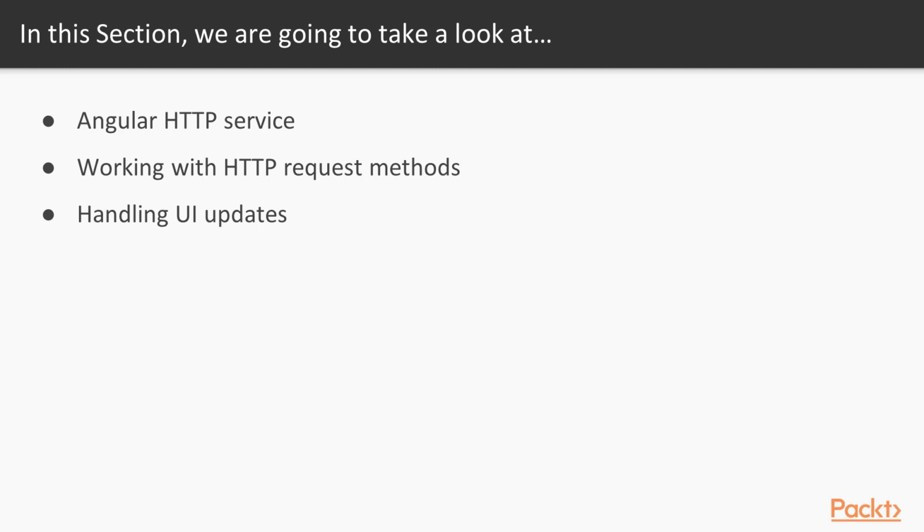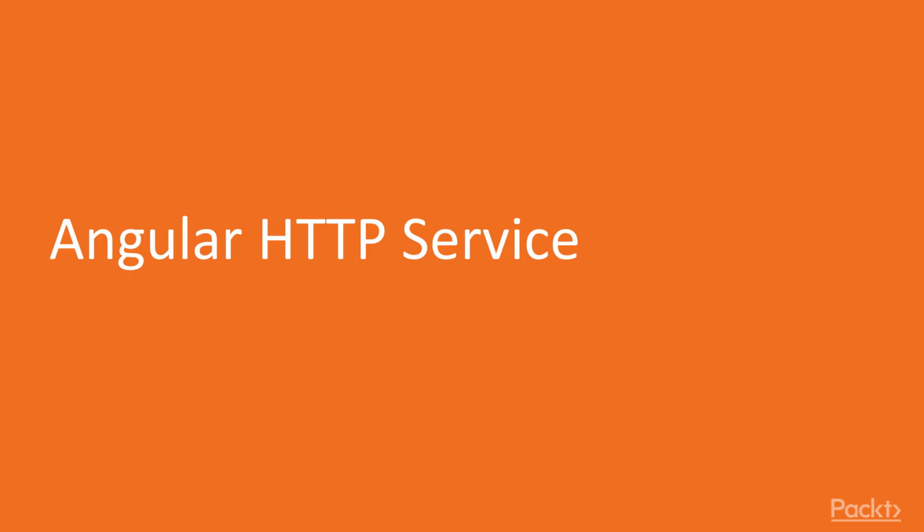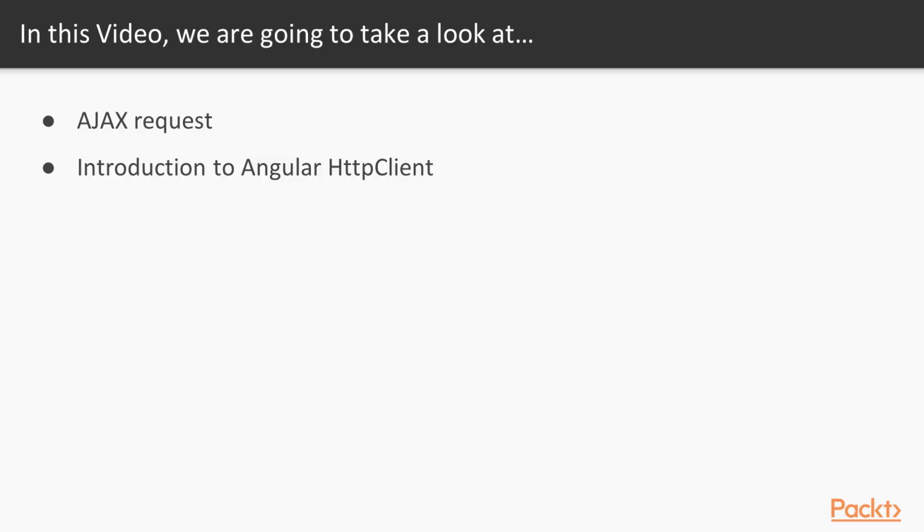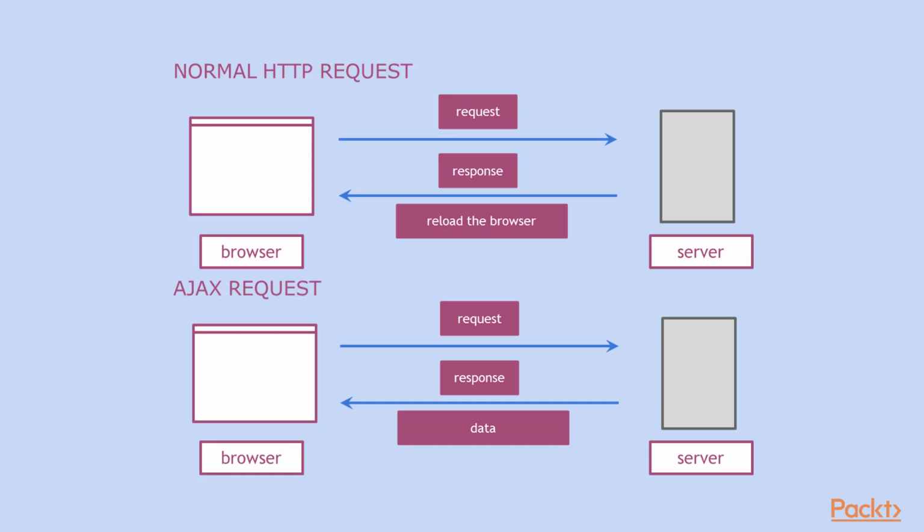Then using Angular service we will learn how to get remote data or how to post the data to the server, and at the end we will update UI when we receive some data. So in this video we are gonna focus on Ajax request, and it will be an introduction to Angular HTTP client. Ajax request. Most front-end applications communicate with backend services over the HTTP protocol.